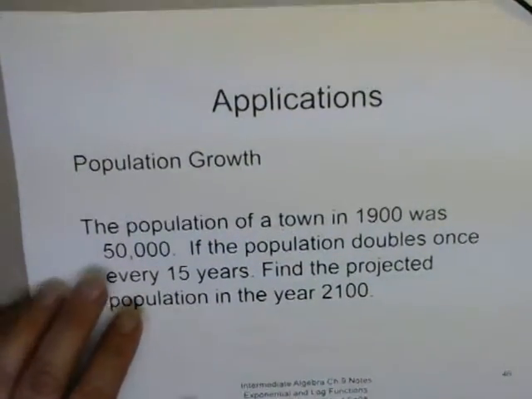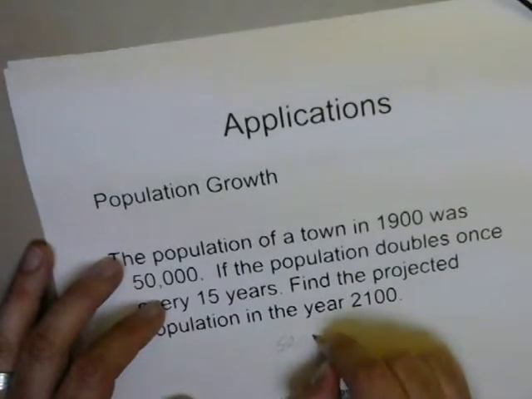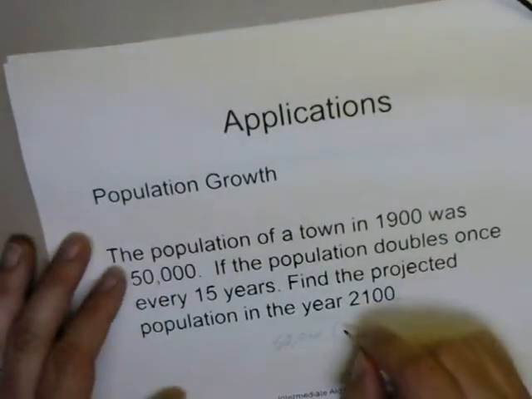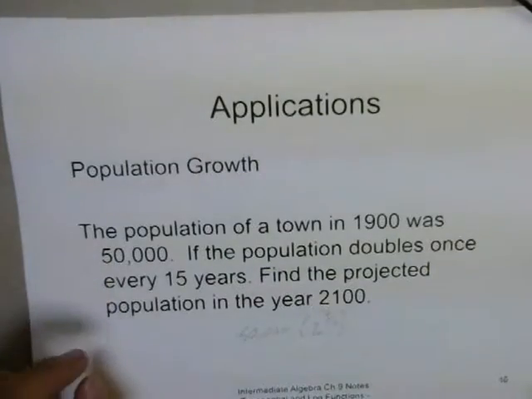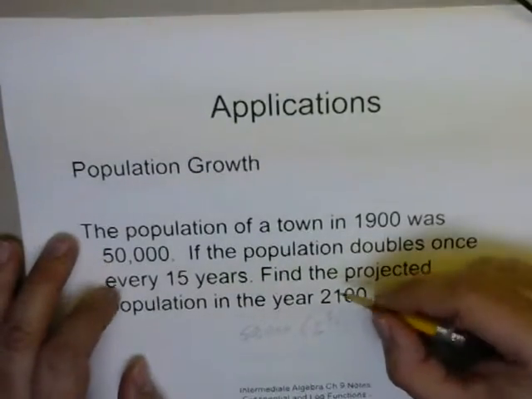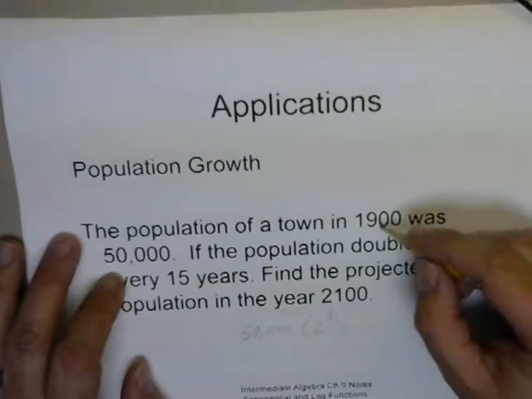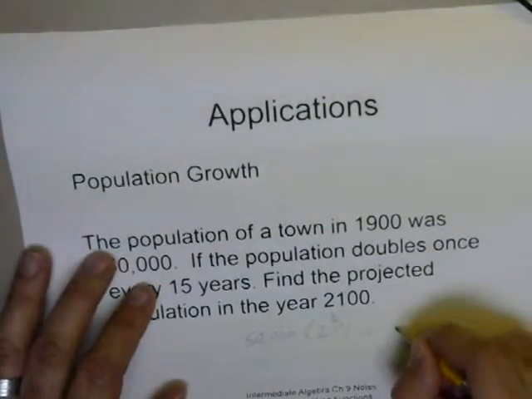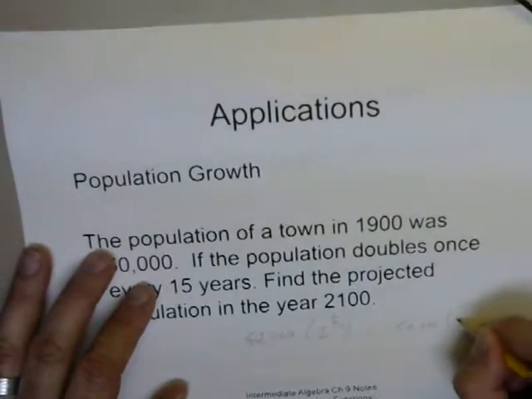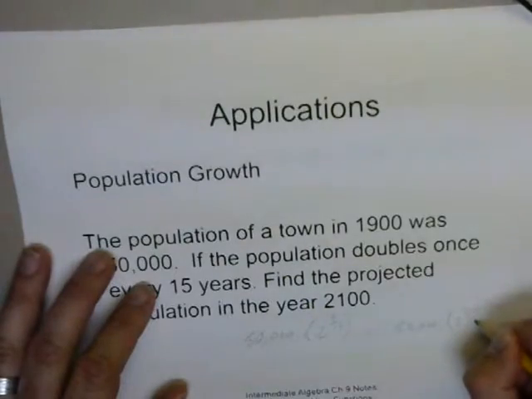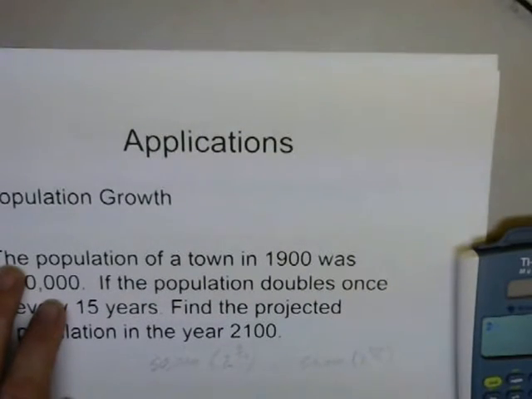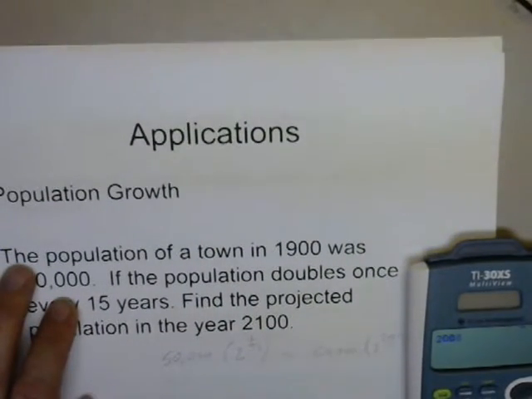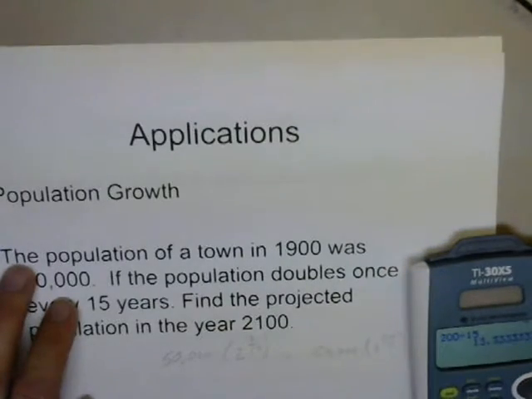So in this case, you'd start out with 50,000, and then it doubles every 15 years. So basically take 2 raised to the t divided by 15. And 2100 would be about 200 years after t, so that would be about 50,000 times 2 to the 200 divided by 15. You want to figure out how many 15-year periods there are in that 200-year interval. Oops, sorry, I want to divide by 15, not 12. Take 200 divided by 15, which will give you about 13.33.